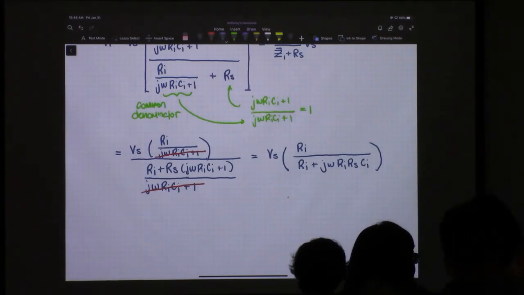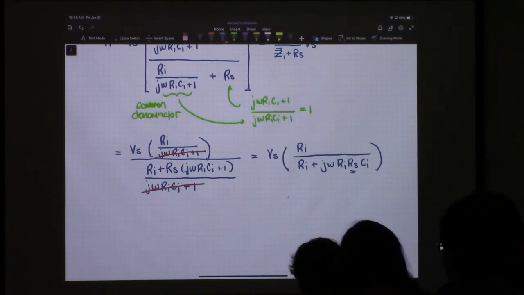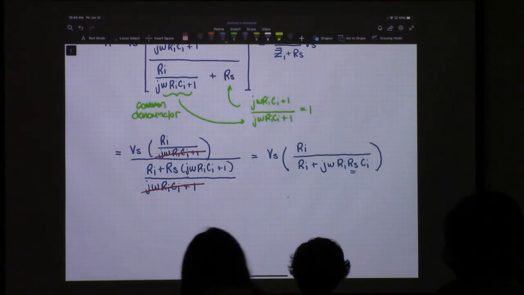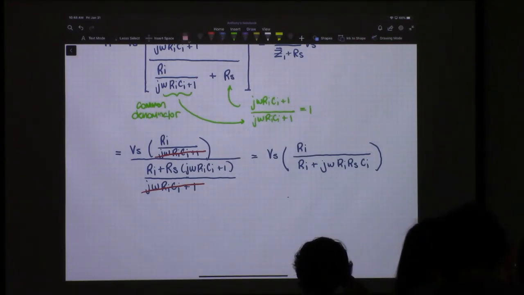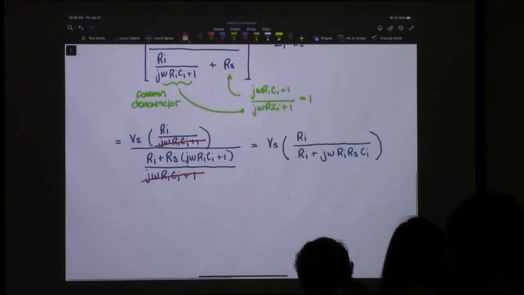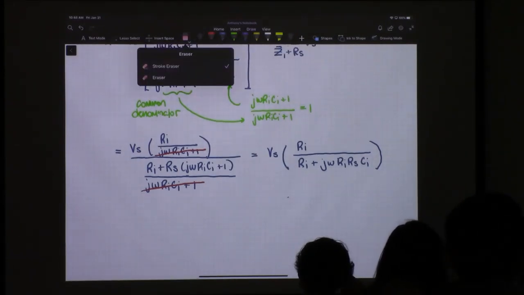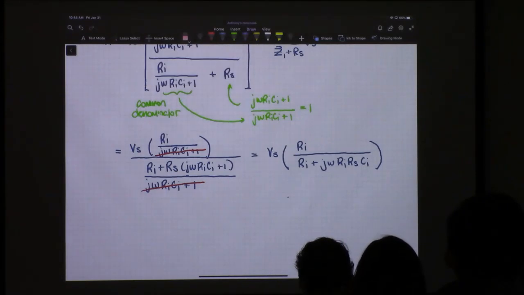What happened to Rs? He's still there. Okay, I switched his spot. No, because you have a plus 1. You have to distribute it. Yes, you're right. I'm trying to do it quickly here at the end.